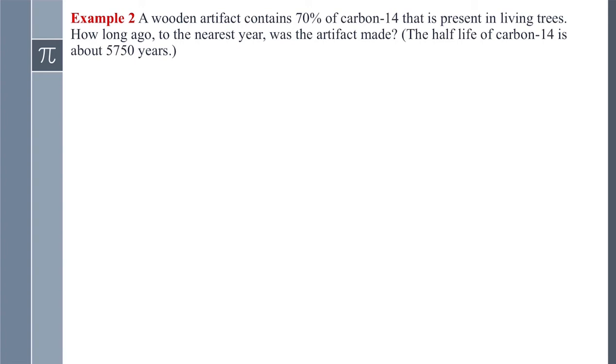A wooden artifact contains 70% of the carbon 14 that is present in living trees. How long ago, to the nearest year, was the artifact made if the half-life of carbon 14 is 5,750 years? First, let's write the decay function. The decay function is P of t equals P naught e to the negative kt.